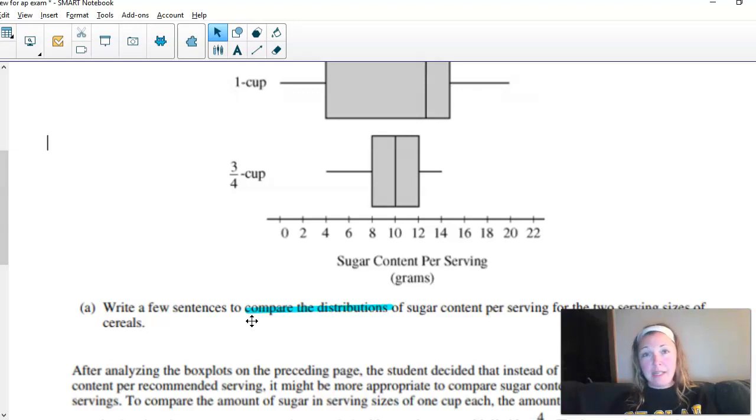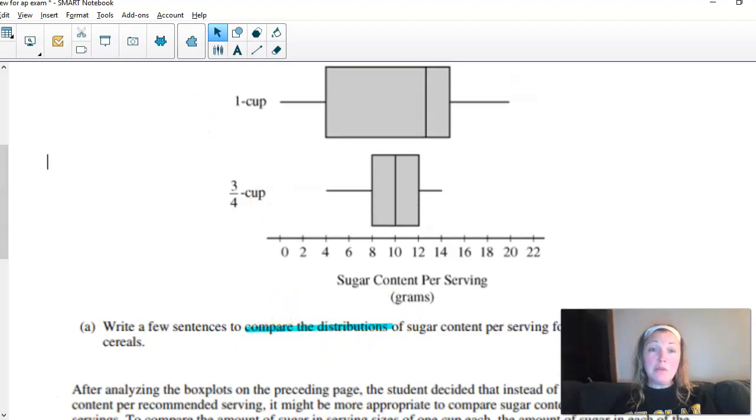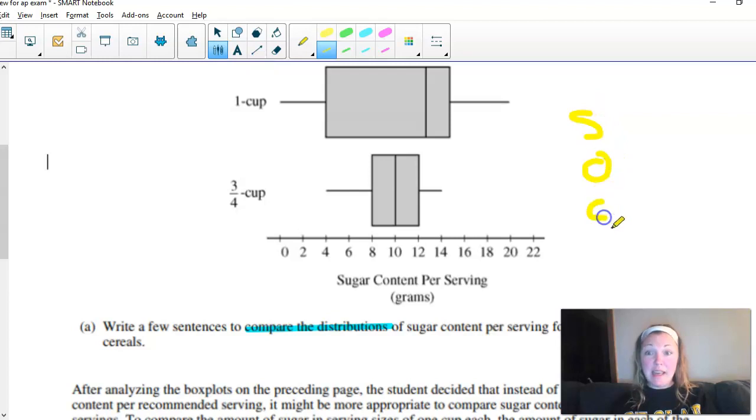I've said it before. I'll say it again. When they say compare and you have distributions, here you have 2 box plots, you want to use SOCS, S, O, C, and S. You want to talk about the shape. This one's skewed which way? Left, right? And the other one is more symmetric.